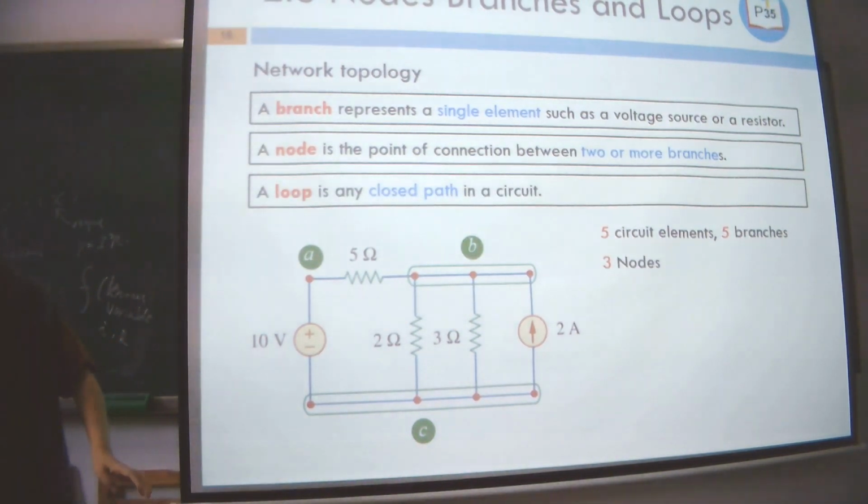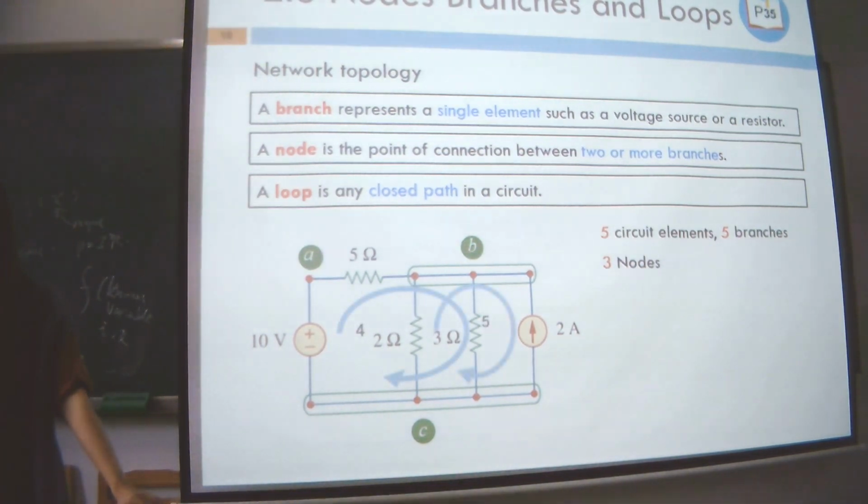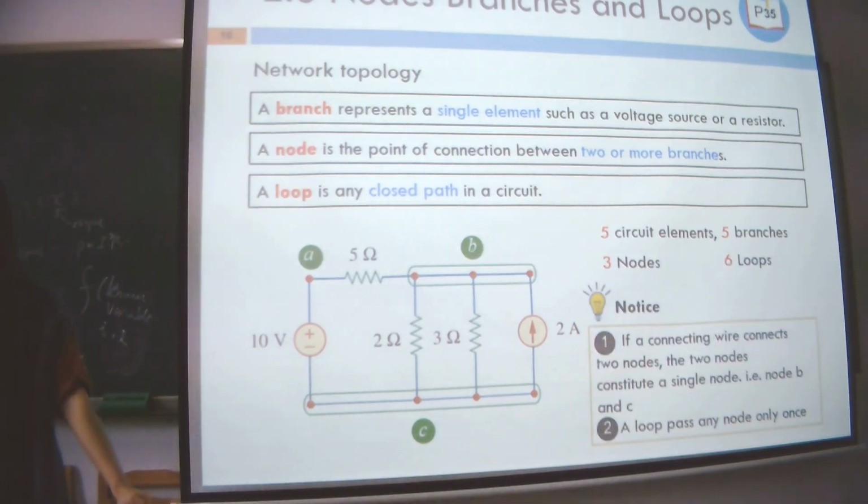A loop is a closed path in a circuit. This one, this one, this one, this one, this one, this one. Okay, 1, 2, 3, 4, 5, 6.